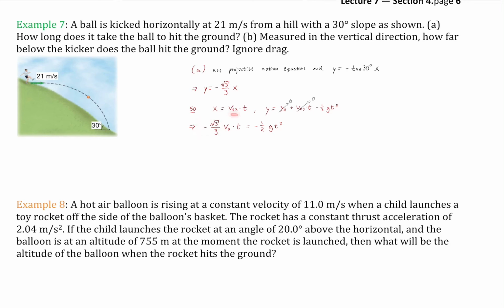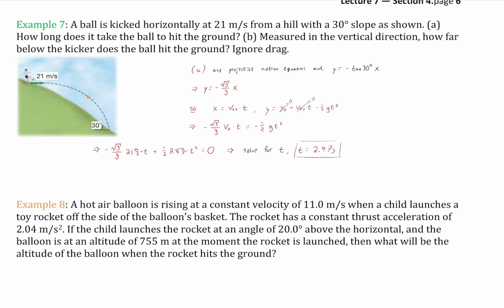And notice I dropped the v naught x, because v naught x is v naught, because the initial velocity is entirely horizontal. Okay, well now I've got an equation of only one unknown, t. So then I just clean it up a little bit, move it all to one side, so it looks like an equation I can solve with the quadratic formula.